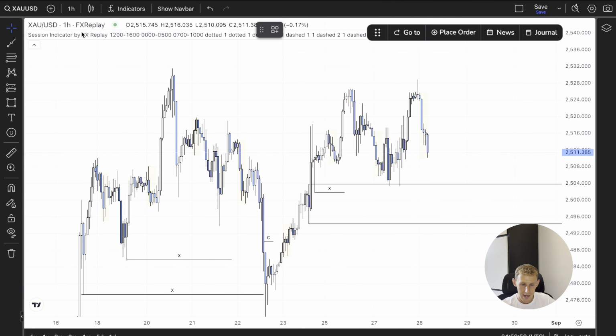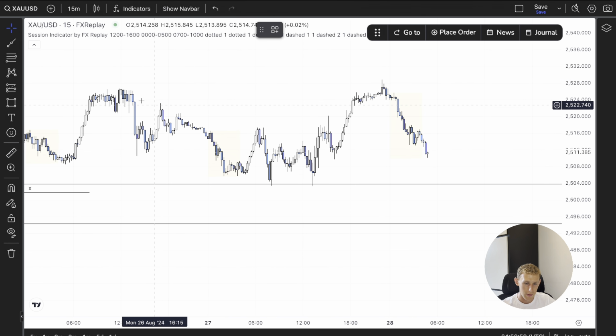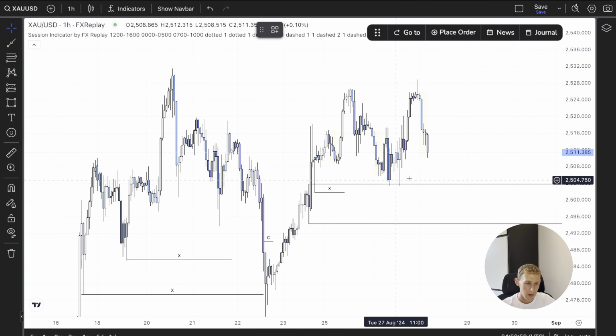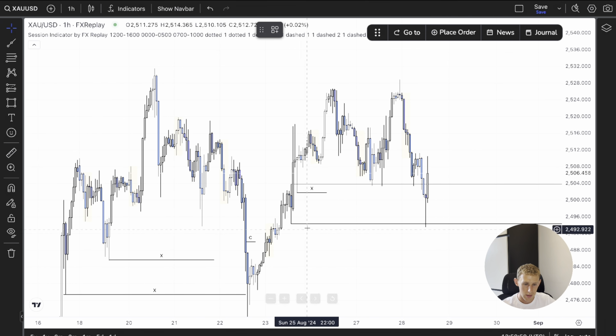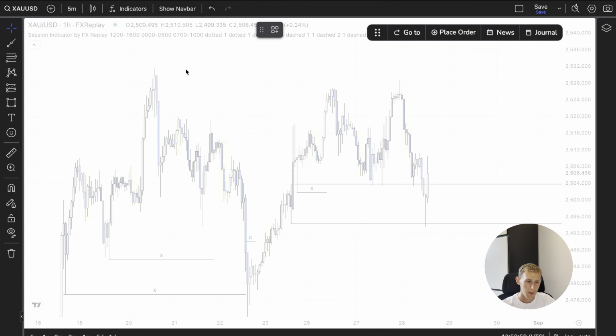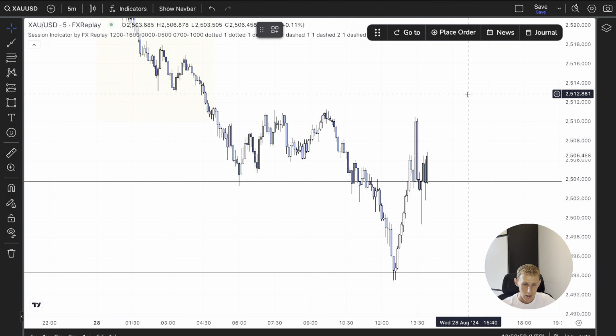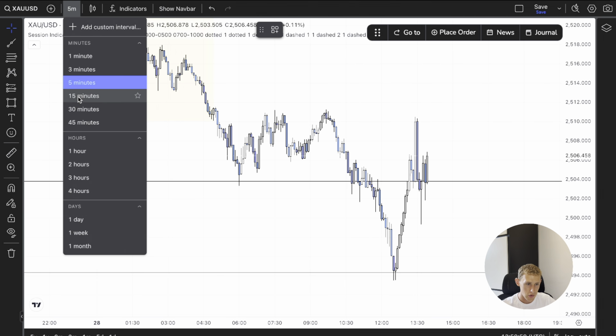So no, it reacted from the demand itself. Maybe we could have got an entry from there, but to be honest, when you have a case like this, I would at least want to see that liquidity taken. Yeah, like that. So you can see liquidity taken. The demand low was also taken. So if we can get a confirmation here, this is a valid trade.